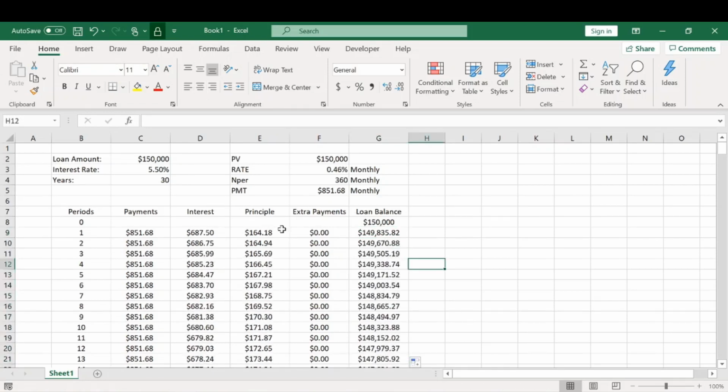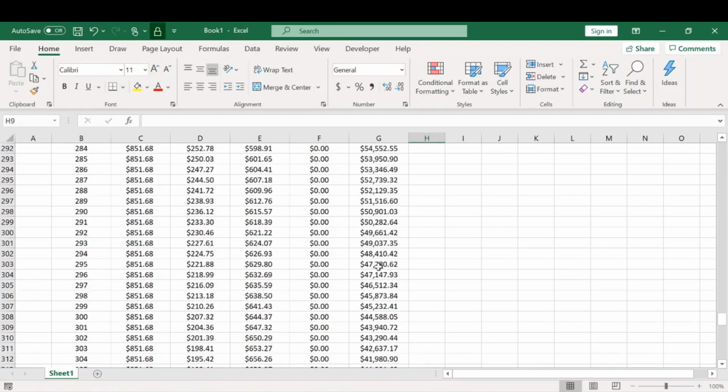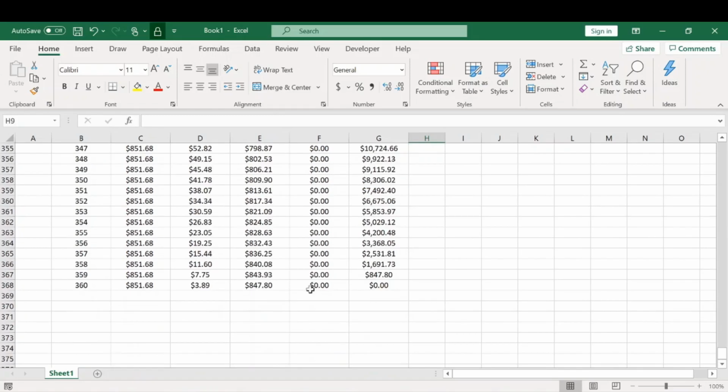And we will notice that our interest decreases each month and the principal we pay increases each month, which is what you should expect. All right, so then if we did this correctly, at the end of month 360, you should have a loan balance of zero. So that way we know we did it correctly.